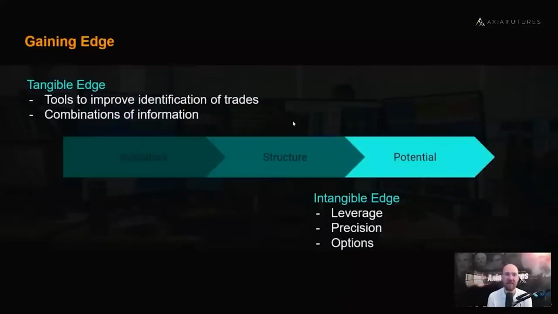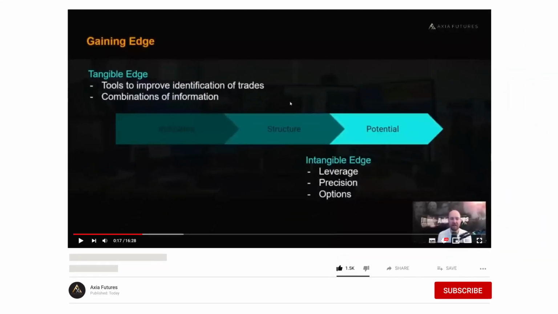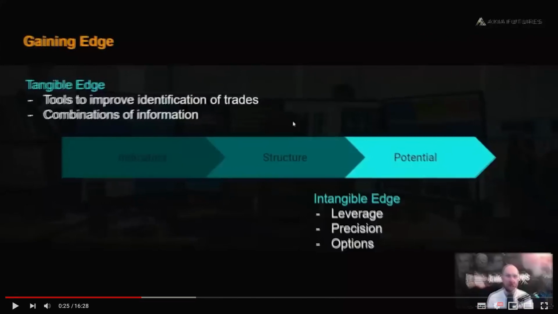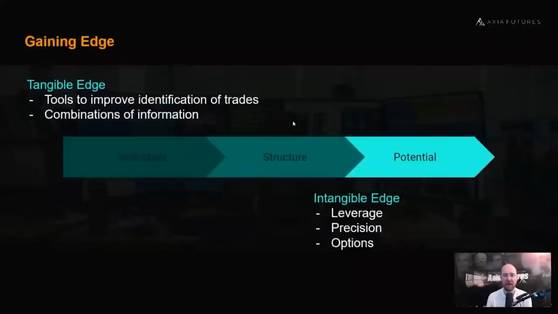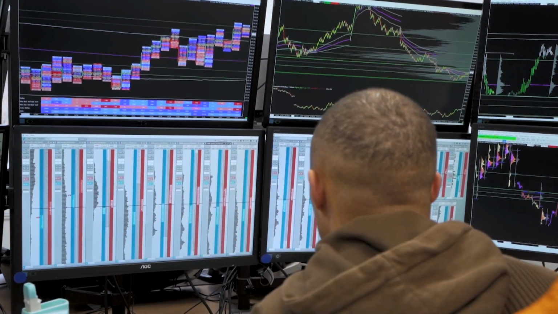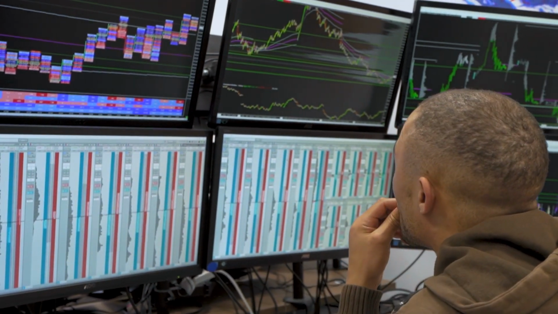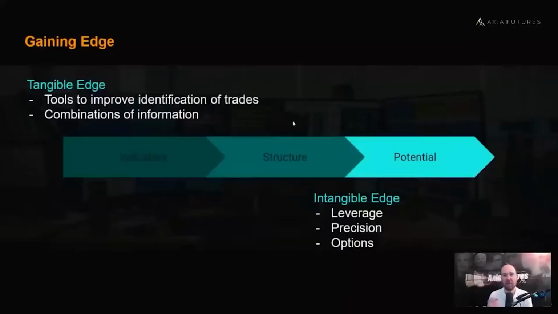But then there's also intangible edge. And this is then using not just indicators, but it's considering structure of markets. It's considering the potential that a market has. And also this then leans into, how exactly do you access a trade? How do you take the trade on? So what I mean by intangible edge is things like leveraging position. When do you do it? Precision on how you enter a trade.